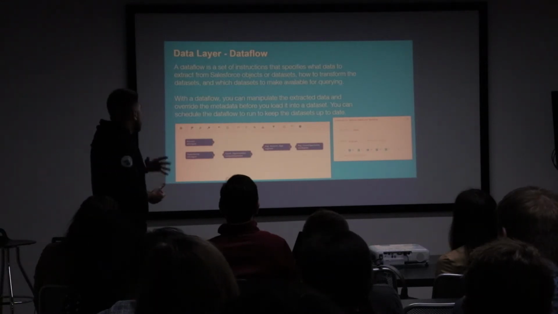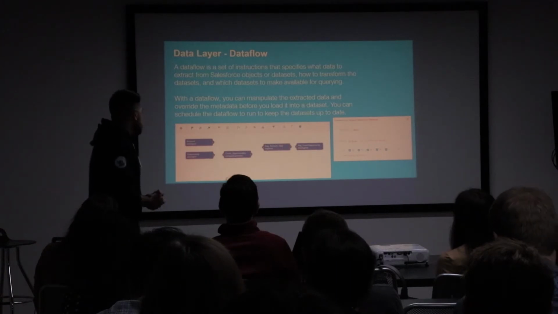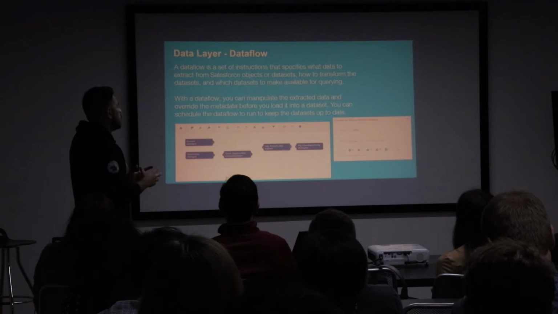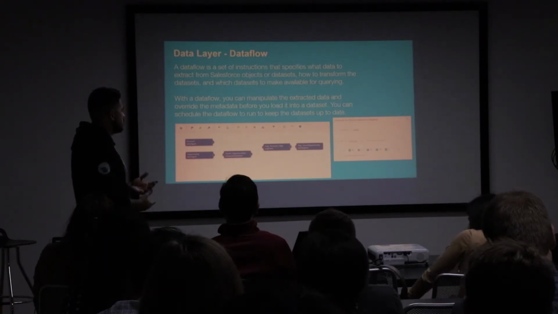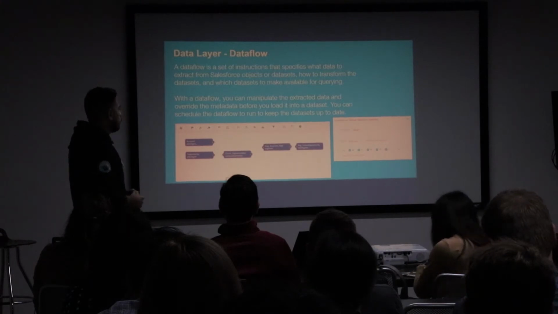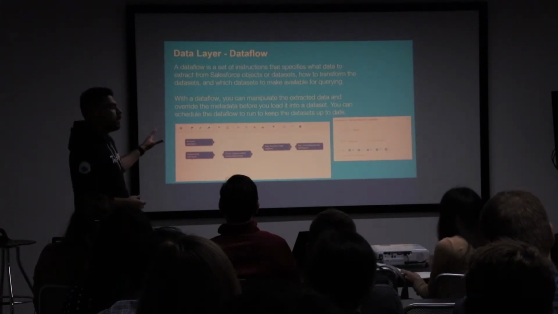And so what I have laid out on the screenshot is basically we're bringing in our accounts and our opportunities. We can join them together. And then we're also doing some transformations, whether we're adding new fields or filtering data. We can all do that in the data flow.